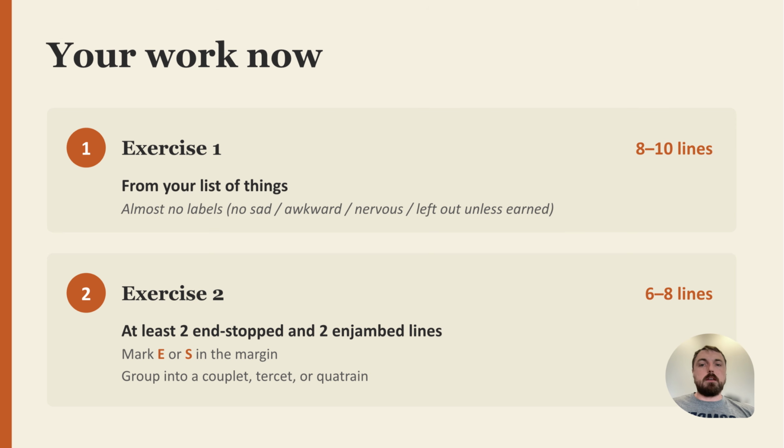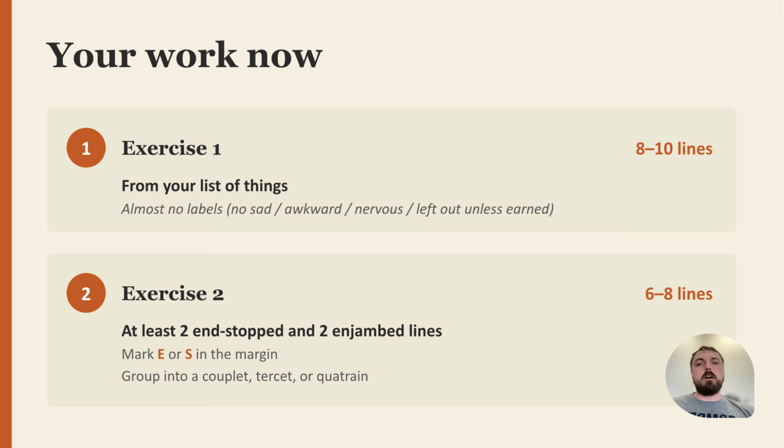Don't lean on sad, awkward, nervous, or left out unless the objects have already done the job. If a line is only a feeling word, cross it out. Replace it with something a reader could point at. A sound, an object, a texture, a small action. This is practice, not a contest. A rough 8 lines of things beats one polished caption.